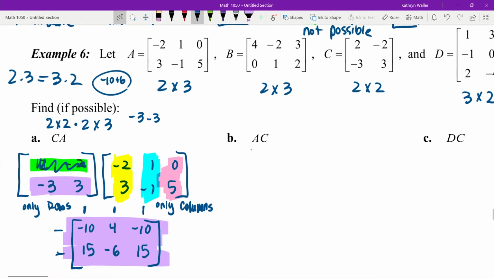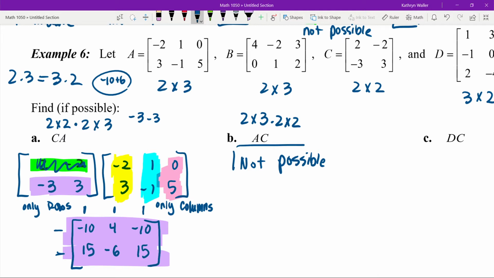So A is a 2 by 3, and C is a 2 by 2. Somebody talk to me. Can't do it, right? So we're going to write the words not possible, and we're done. I always check if I can do it at the beginning, otherwise I'm going to get confused.